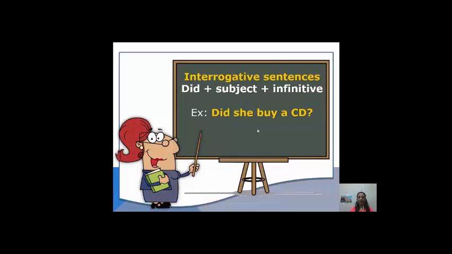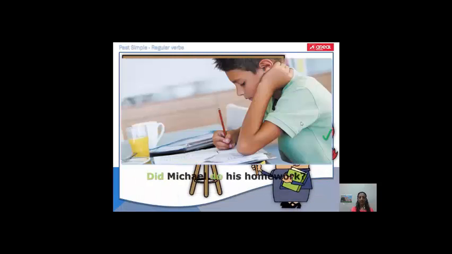The interrogative sentence, yes, we start with did plus subject plus infinitive verb. Did she buy a CD? Okay, the same way. An example, did Michael do his homework? Yes, he did. So we put did, then the subject, the infinitive verb, and a question mark. Then we answer with yes, he did, the short form.